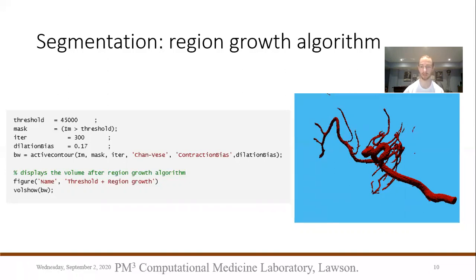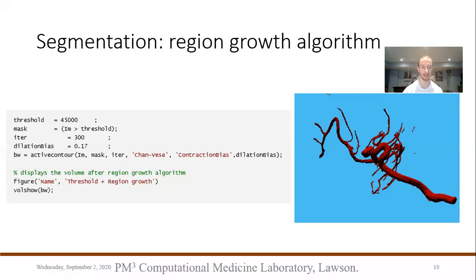I'm running it for 300 iterations. Basically, this is how many iterations it is going through a region growth process. I found 300 to work for this. It depends on your seeds, how many of them there are, and how big your volume is, how many iterations you're going to need, and also the dilation bias.